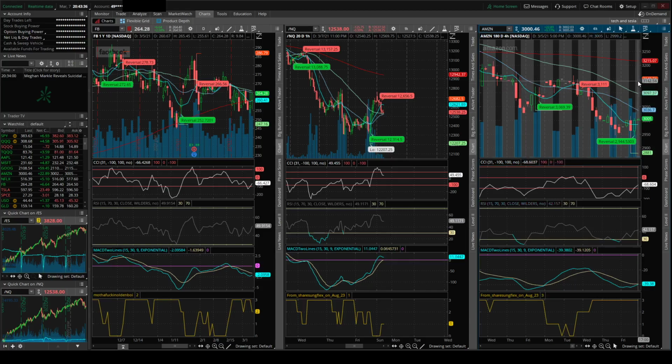That said, though, above 3,100, I think we can see this thing rip back upwards to this 3,200 if we can see this head and shoulders come to fruition. Otherwise, I don't think I would be playing Amazon.